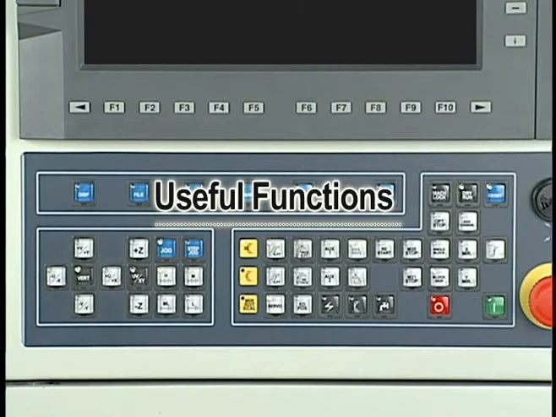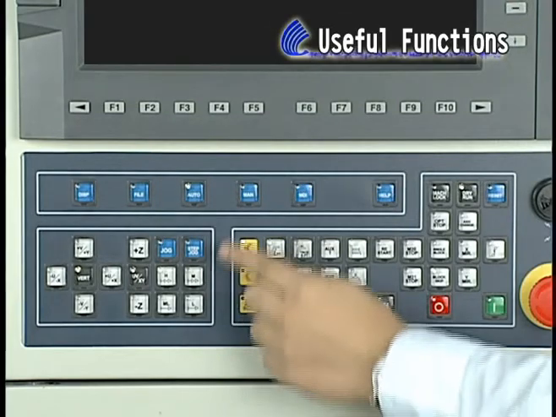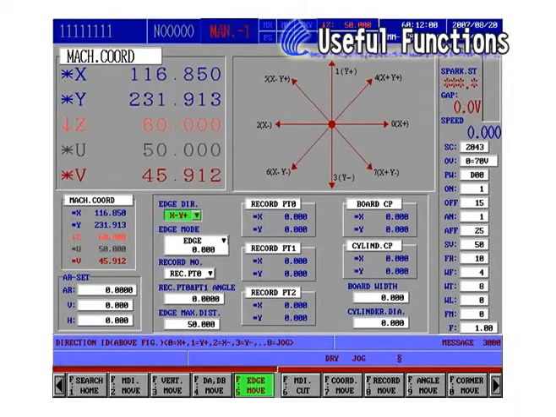Useful Functions. 1. Edge Finding. Press Manual, F5 Edge Move. To specify a direction in Edge dir, Edge Move, select 0. Enter. Edge dir: input Edge Finding Direction 0, X plus. Start.